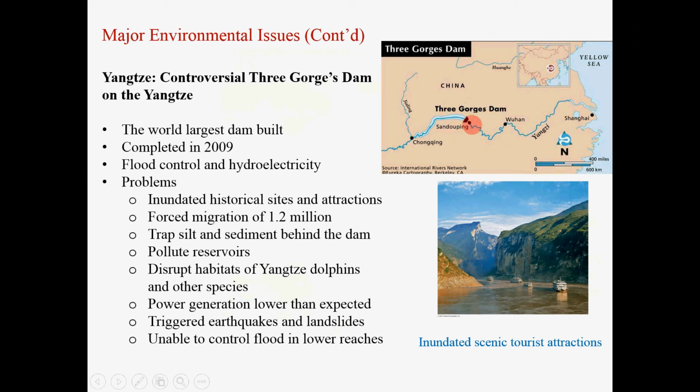Power generation. After this dam was built, the water in the Yangtze Valley actually is not as high as normal, so it did not generate the amount of hydroelectricity as expected. At the same time, it triggered a lot of earthquakes and landslides in this region.